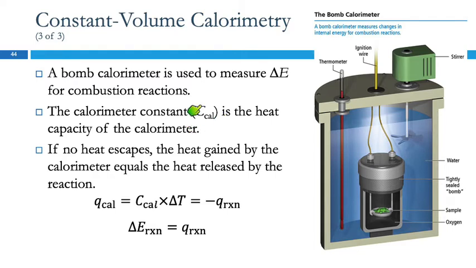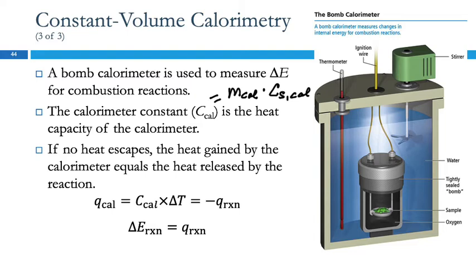The calorimeter constant is the heat capacity of the calorimeter. This is not the specific heat capacity. Here, heat capacity is useful. Specific heat capacity works for any mass, but since you're using the same calorimeter over and over again, its mass is always going to be the same. And so what we mean here by C sub cal is the mass of the calorimeter times the specific heat capacity of the calorimeter. Because neither of those is changing, we just lump them together.